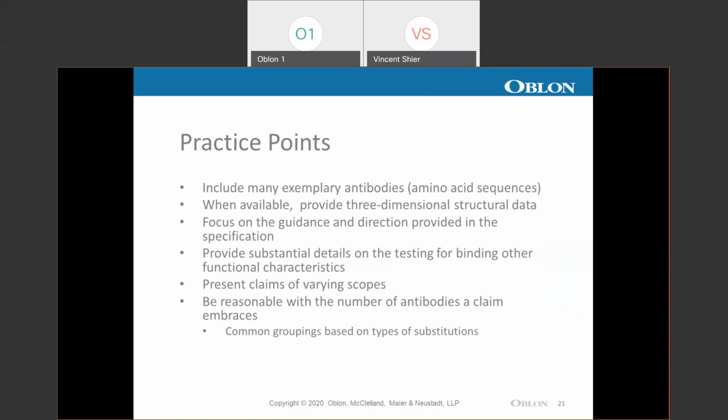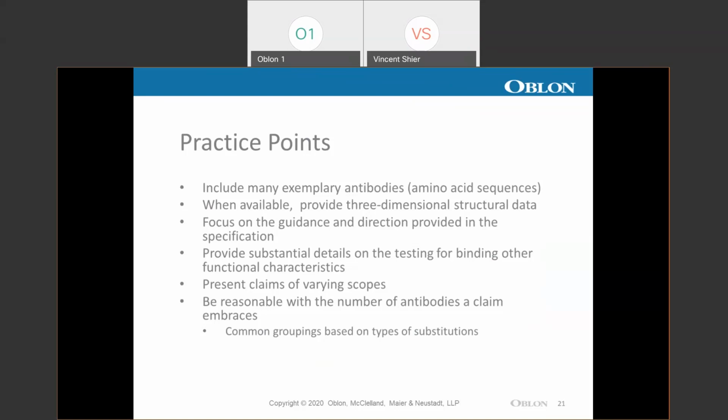We also have to be reasonable when we look at the scope of our claims. We should avoid having the number of antibodies within the scope of the claims being so large as to arguably embrace millions of potential variants. And to the extent possible, we should be able to use intelligent substitution strategies rather than trial and error.